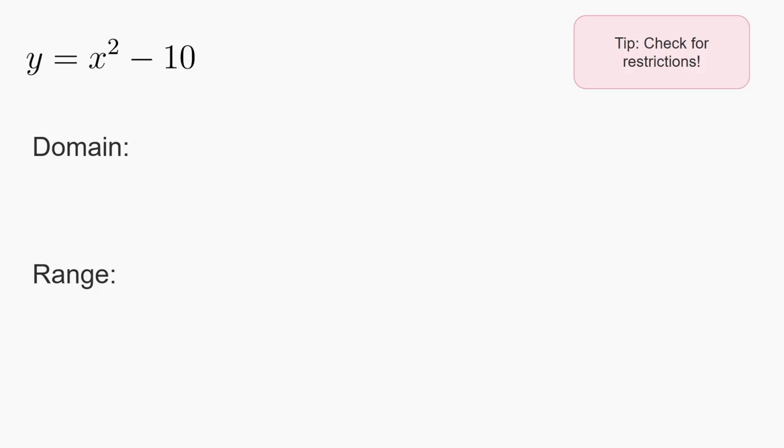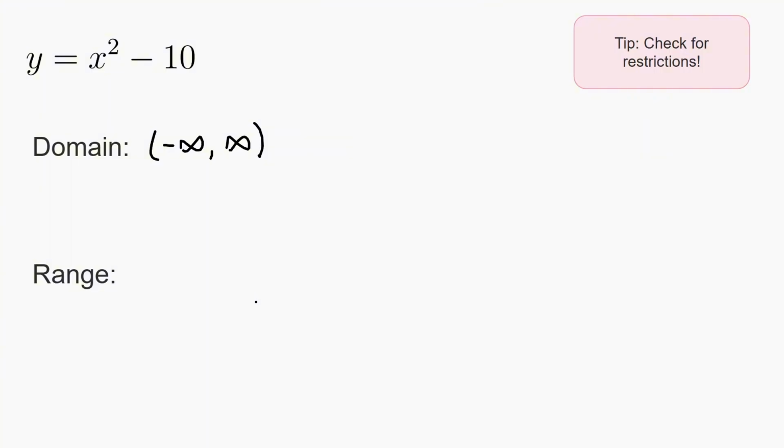y equals x squared minus 10. We start with the domain. As you can see, x squared minus 10 is a polynomial, so it's likely going to be all real numbers. There's no square root, and there's nothing in the denominator or a fraction, so it's going to be all real numbers. So negative infinity to infinity. There's no restriction on the domain, so it's going to be all real numbers.